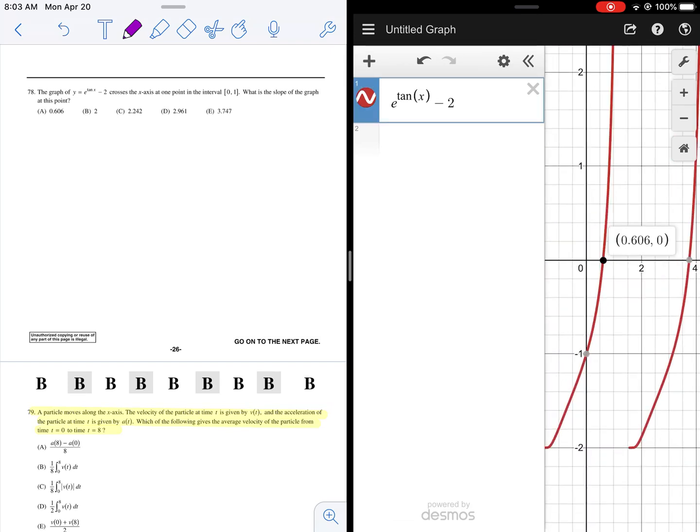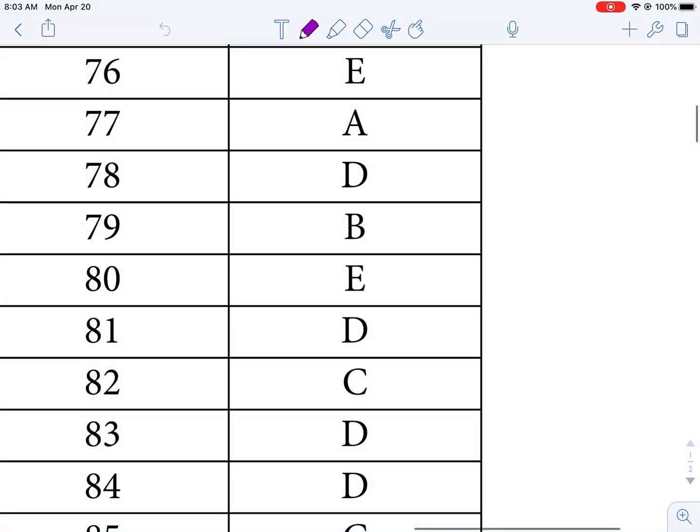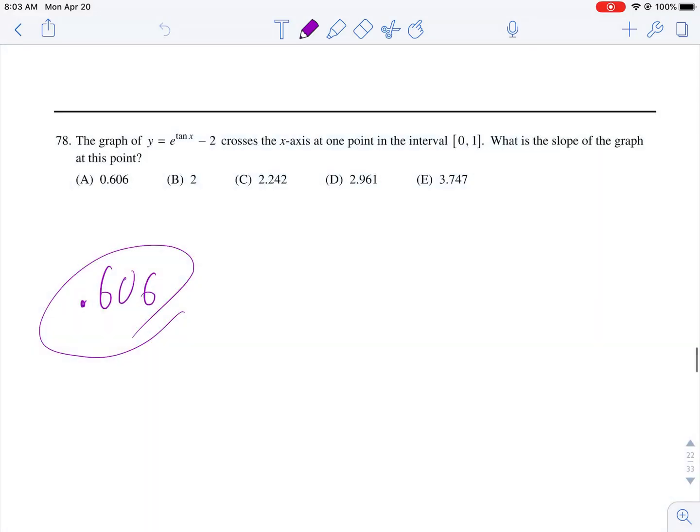Do not round this value. I have to round it because Desmos only gives me 3 decimal places. I don't know how to get more. But make sure you don't round that. So it's 0.606. And then it wants to know the slope of the graph at this point, so you can just do math 8 and use this value. Again, use the non-rounded version that your calculator gives you because you are using it for a future calculation. So when you math 8 it, you should get, what are we on, 78? The answer should be D.